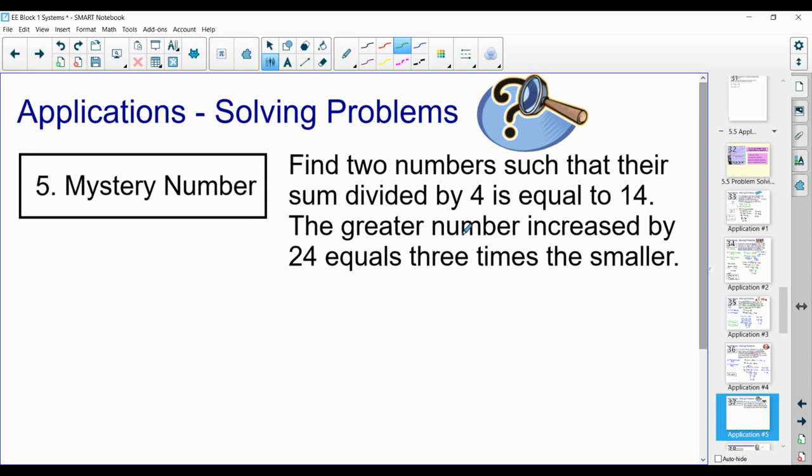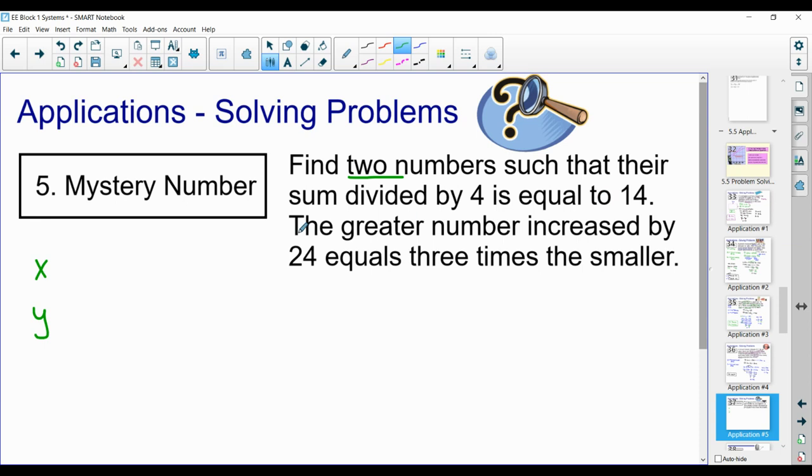The greater number increased by 24 equals 3 times the smaller. So these ones you just want to break down. If you read it as a whole paragraph, it gets very overwhelming very quickly. But ultimately, we're looking for two numbers. I'm going to label them X and Y. And we're told that their sum divided by 4 is equal to 14.